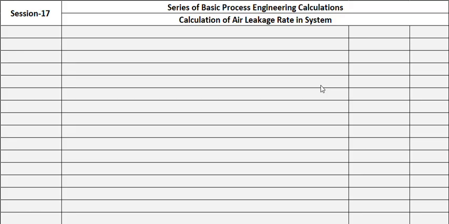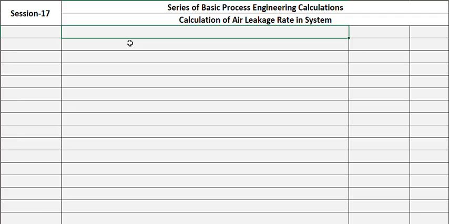In this session, we will see how to calculate the air leak rate throughout the system. As an engineer, there is air leakage, which results in a vacuum drop in the system. So I will explain step by step how to calculate the air leak rate. Basically, it's the allowable air leakage rate while designing any vacuum system, that may be a vacuum pump or that may be an ejector system.